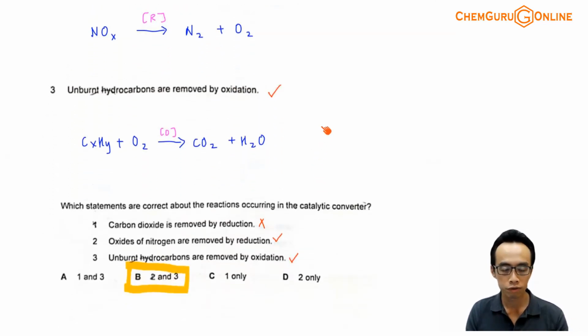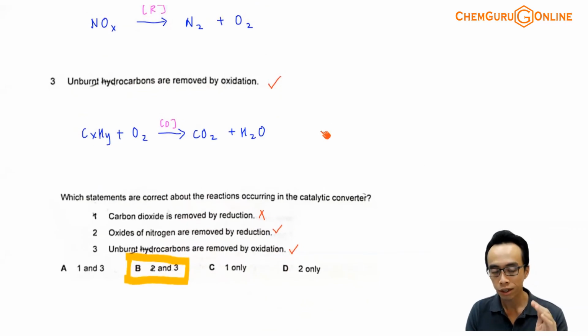Once we have run through statements number 1, 2, and 3, we know that statement number 1 is not true. Statement number 2 and statement number 3 are true. So we can run through the options A, B, C, D. The answer to this question has to be option B.